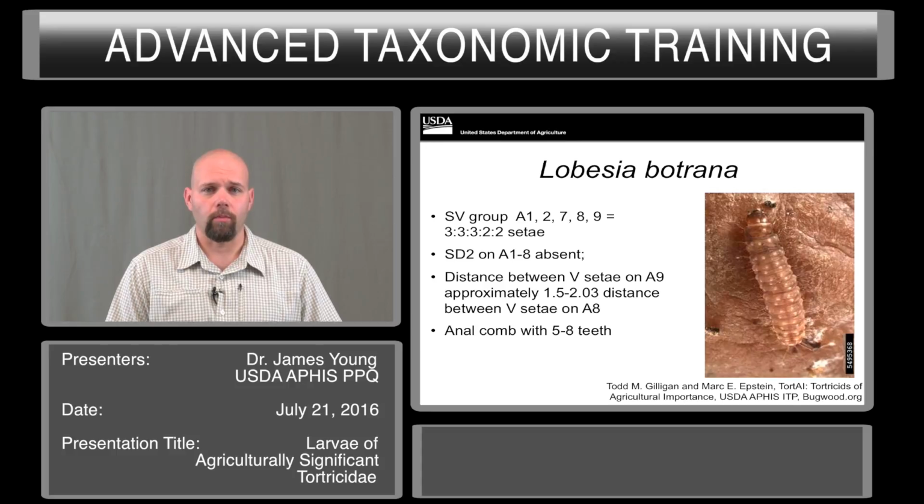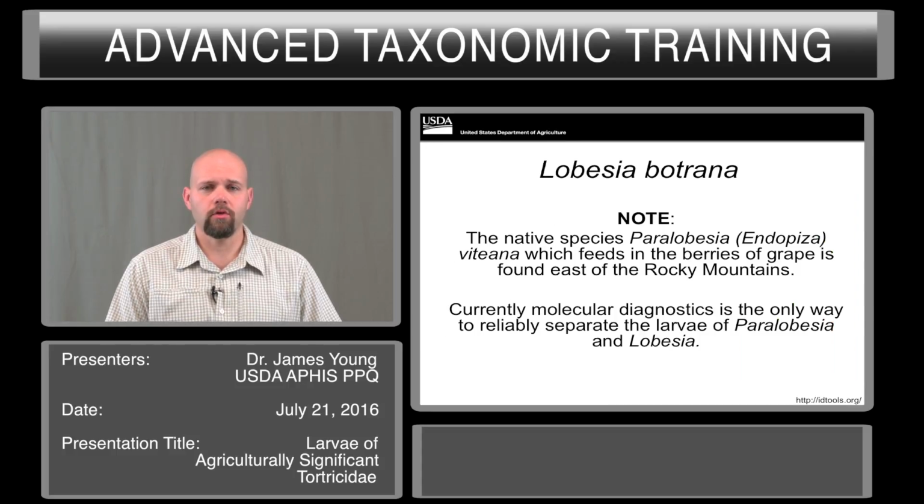And it has an anal comb. It's important to note that a closely related species, Paralobesia viteana, which feeds in the berries of grape, is found east of the Rocky Mountains. If this species is introduced east of the Rockies, molecular diagnostics will be required to separate the two species, for there are no morphological characters that are reliable.